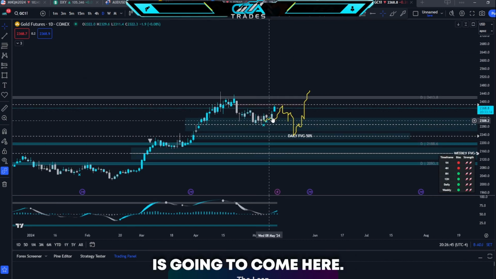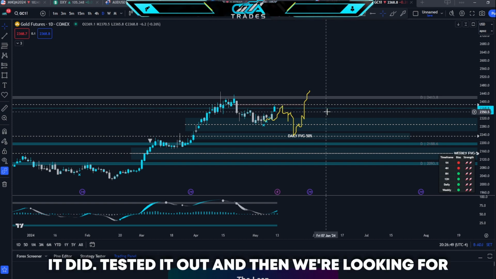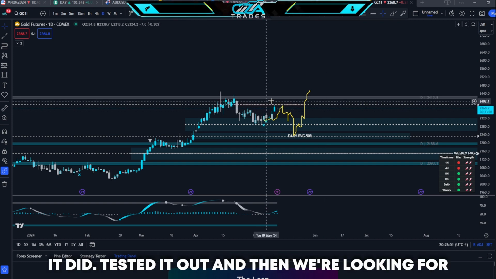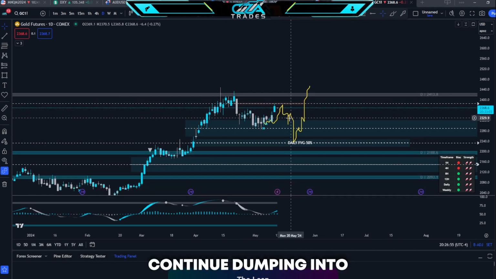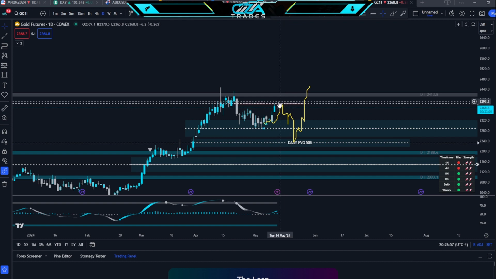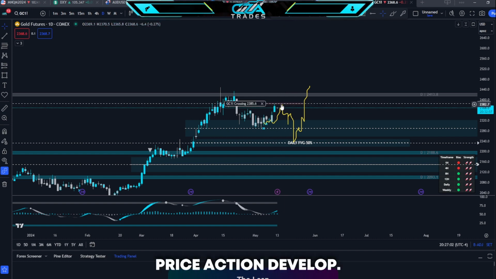Marked out, price action is going to come here and test out this 4-hour resistance zone, which it did. It actually did, right? It tested it out. And then we're looking for this price action to continue dumping into this daily fair value gap. So this might actually ping pong. Tap into here. We're going to watch price action develop.